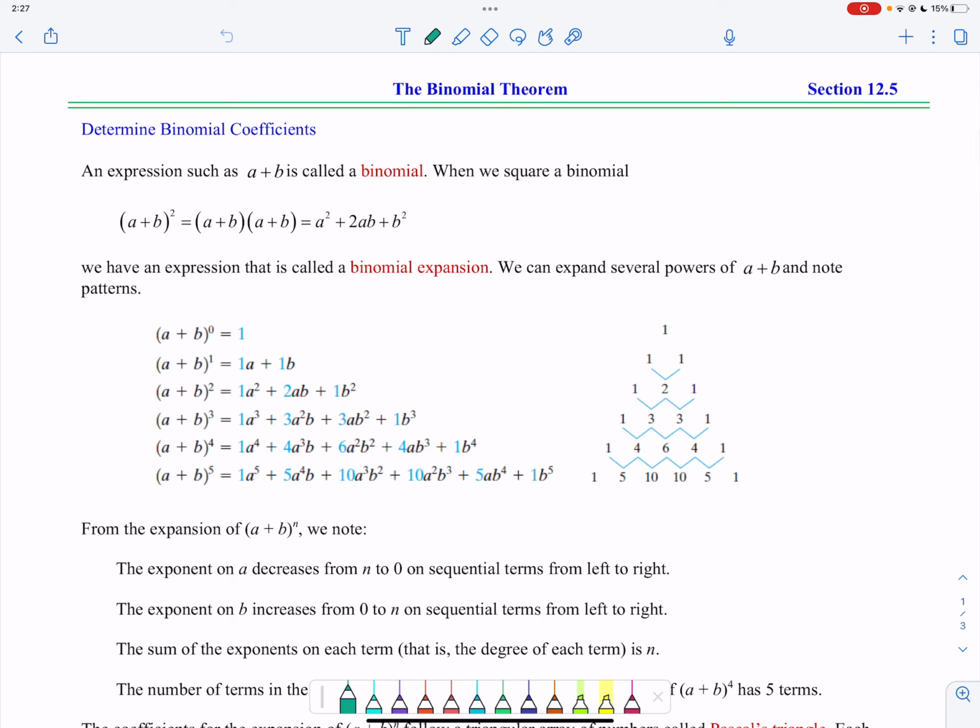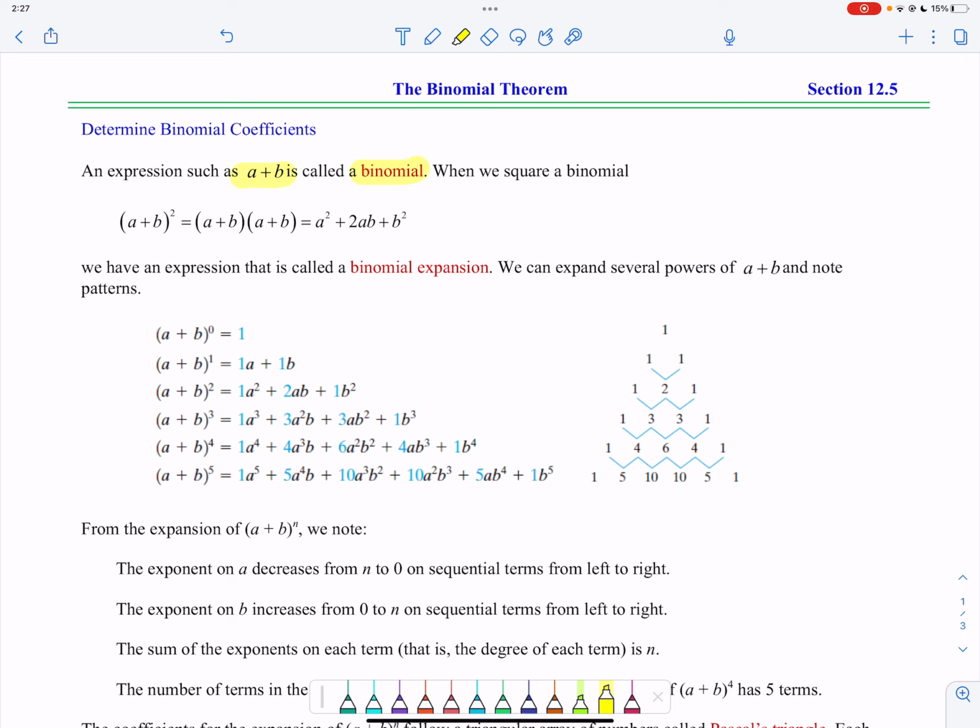This is section 12.5, the binomial theorem. We're going to go ahead and define what a binomial is, and then we're going to talk about the binomial coefficients. So an expression such as a plus b is called a binomial.